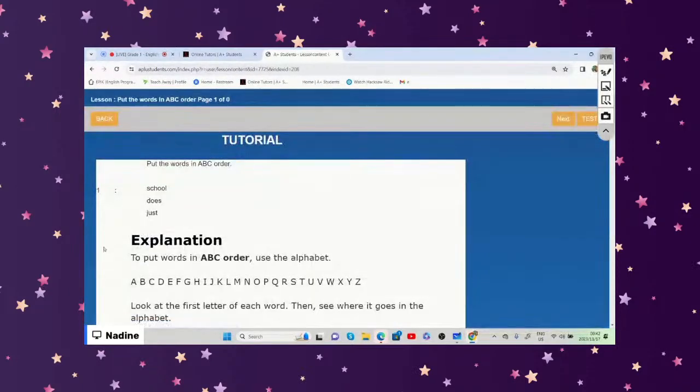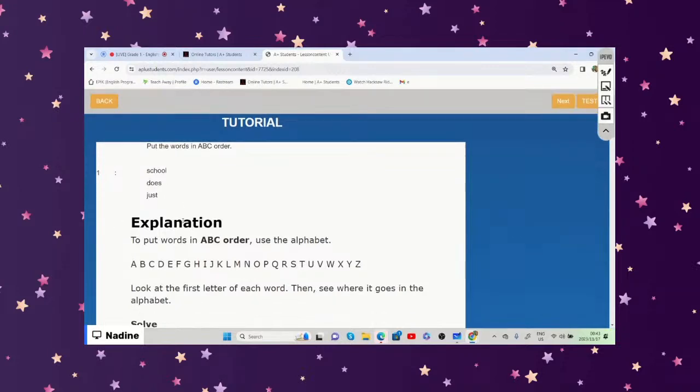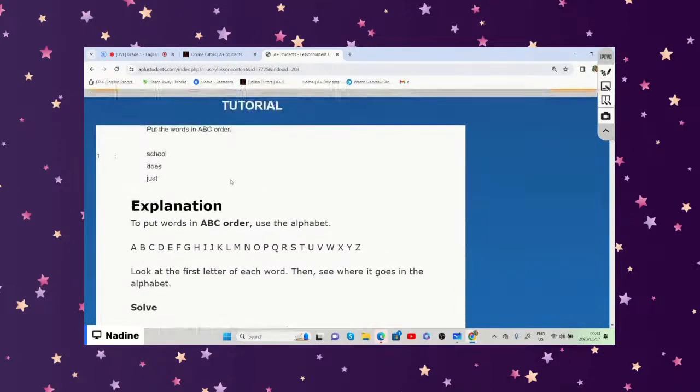Remember, we put certain words under our alphabetical words, right? That we wrote down. So now they want us to put those words in alphabetical order. But in order for us to put it in alphabetical order, you're going to look at the first letter of these words.